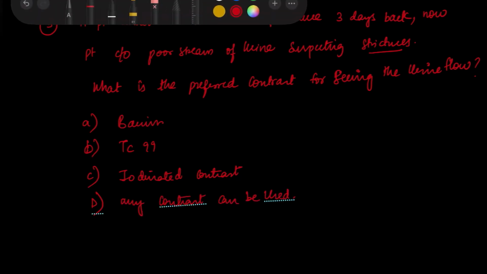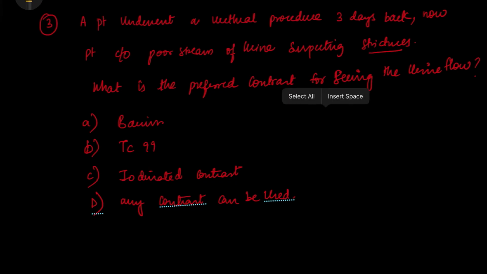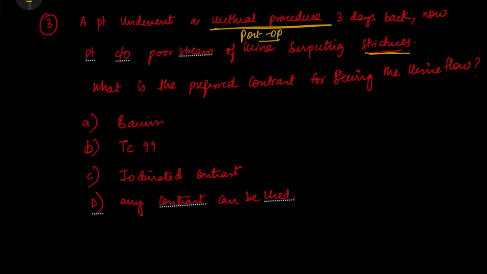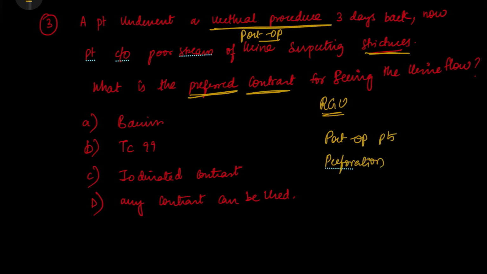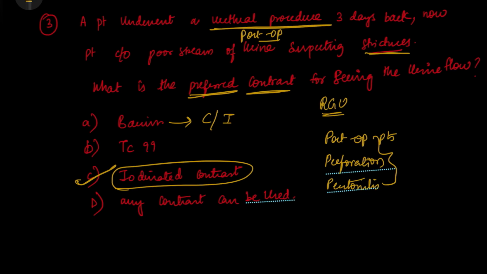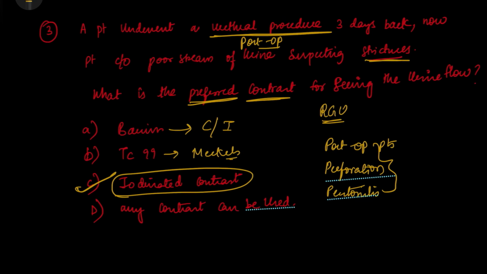Usually the first option to be eliminated is 'any contrast can be used', because these types of options are useless. Technetium 99 is definitely not the option. They are asking about a post-op patient with strictures and they are asking the preferred contrast. Barium is contraindicated in post-op patients, peritonitis, perforation, and tracheoesophageal fistula, where the connection should not be there with other structures. So the answer is iodinated contrast. Technetium 99 is for Meckel's diverticulum. This is how we solve this question.